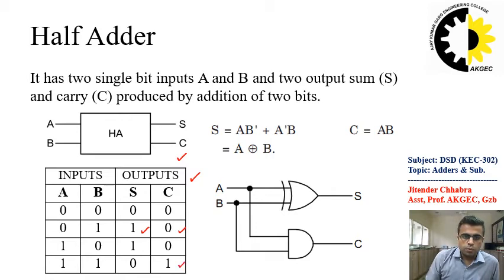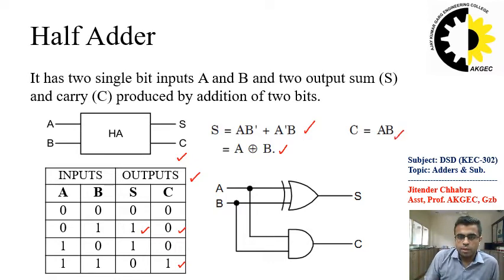Okay, so when we find the expression for these two outputs, sum and carry, S and C: S, as can be clearly seen from the truth table, exactly resembles the truth table of an XOR gate. So S is equal to AB bar plus A bar B. This is the expression of an XOR gate, and this is also written here. And for the carry output, we can easily see that this column of carry resembles the truth table of an AND gate. So C is equal to AB. This is the expression for an AND gate.